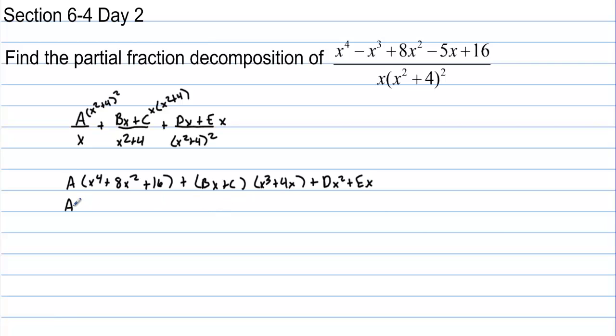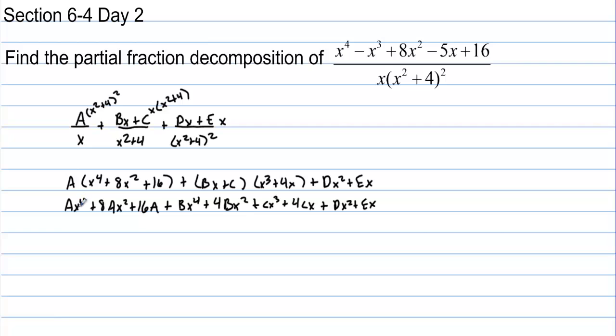Let's multiply the A through. We have Ax to the 4th plus 8Ax squared plus 16A, and then when we FOIL this through we get plus Bx to the 4th plus 4Bx squared plus Cx to the 3rd plus 4Cx. And then we have plus Dx squared plus Ex. And now remember, this is equal to all of this right here.